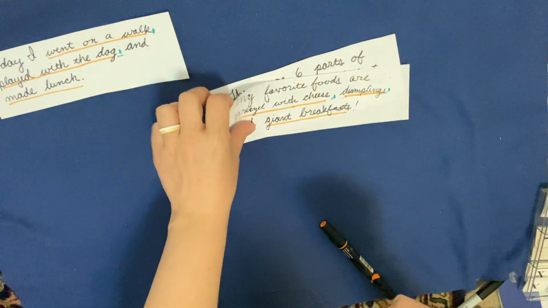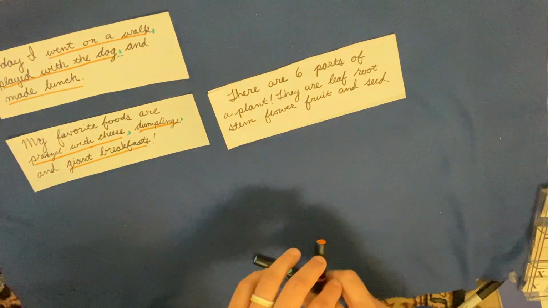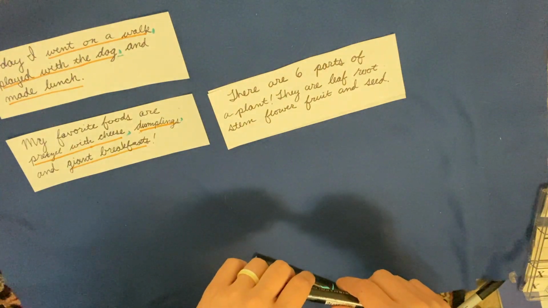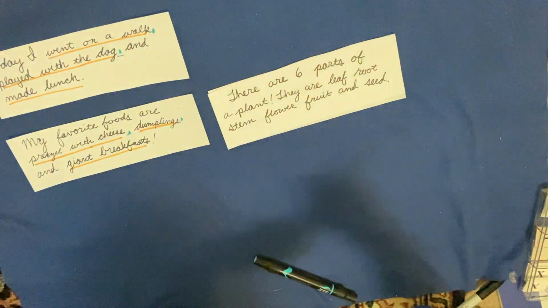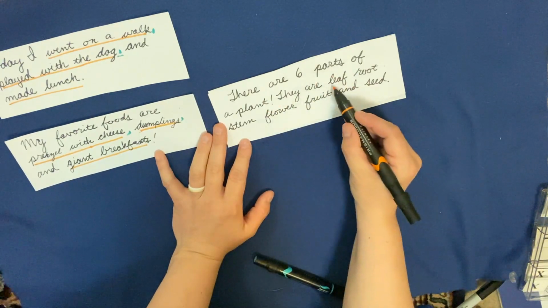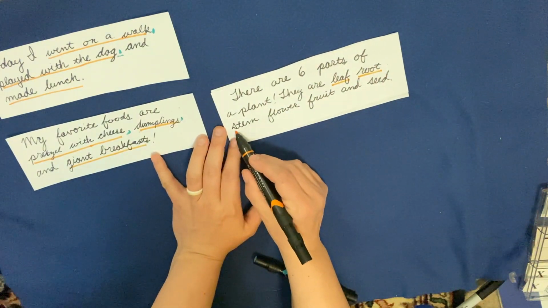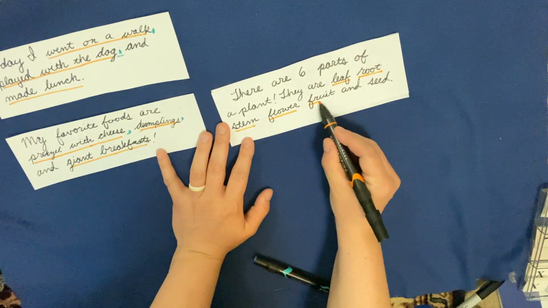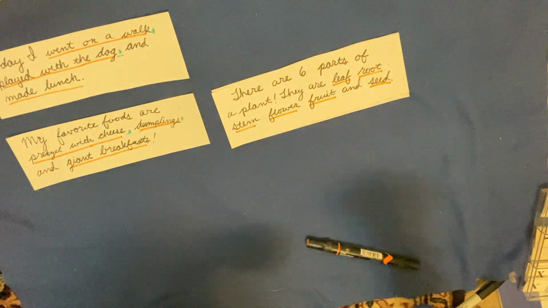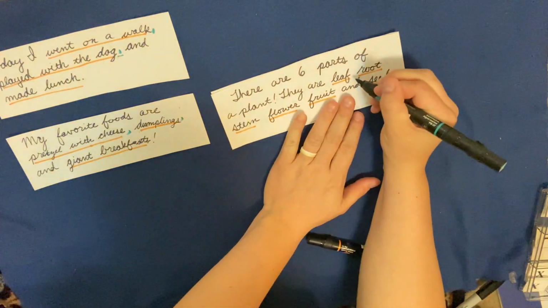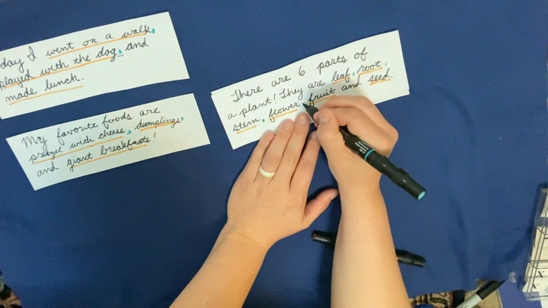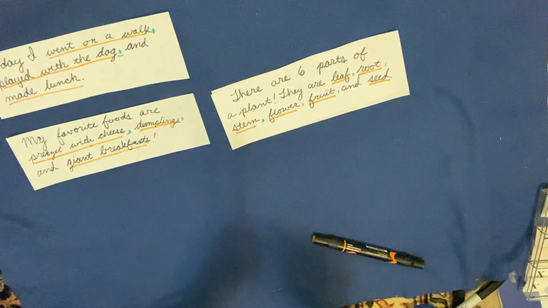Let's see another one. There are 6 parts of a plant. They are leaf, root, stem, flower, fruit, and seed. This is technically 2 sentences, but that's okay. You have to do the same thing. We have definitely more than 3 things this time, don't we? So we're going to need more commas, and we're going to put a comma between each of these things. Leaf, root, stem, flower, fruit, and seed.